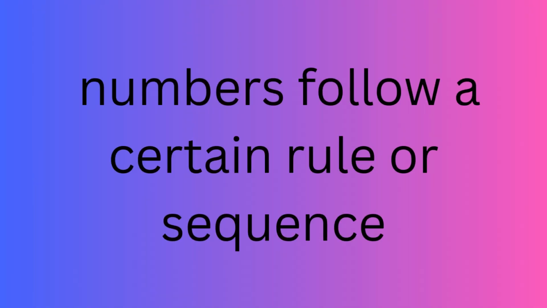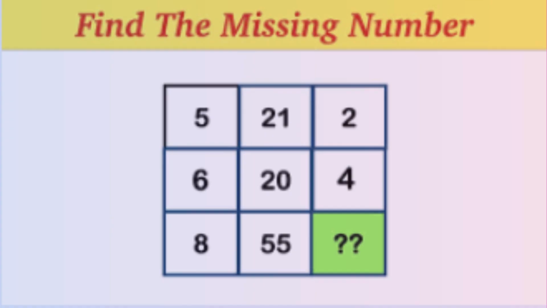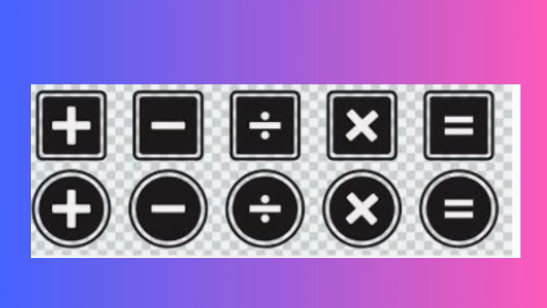In many questions, numbers follow a certain rule or sequence. For example, look at this simple pattern: 2, 4, 6, 8, __, 12. Can you guess the missing number? Yes. It's 10 because the numbers are increasing by 2. We say the pattern follows the rule of +2.